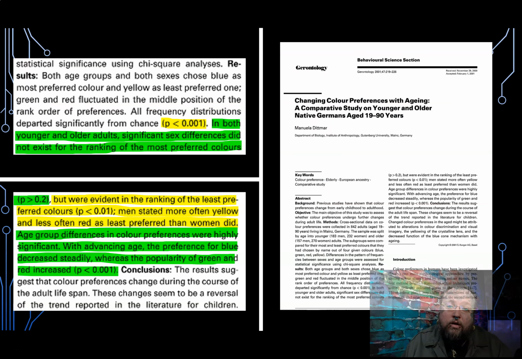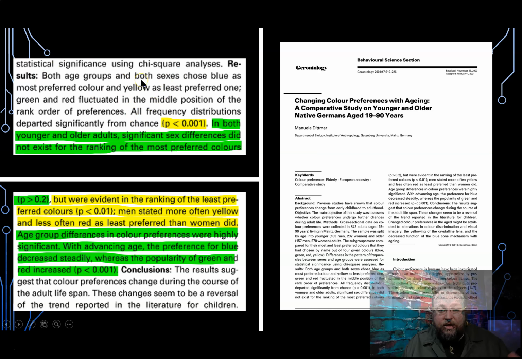For example, there's that article that the student found in that case study when they were designing their study about age and color preference. This paper is Changing Color Preference with Aging, a comparative study on younger and older native Germans aged 19 to 90. From this first page, you'll see there are sections down here and here that I've blown up and highlighted. You can see that quantitative and stats are being used as a way to describe things. They even mention things like the chi-square test, up here.